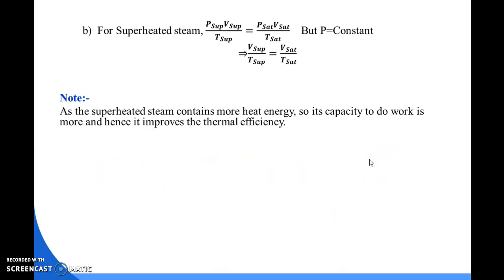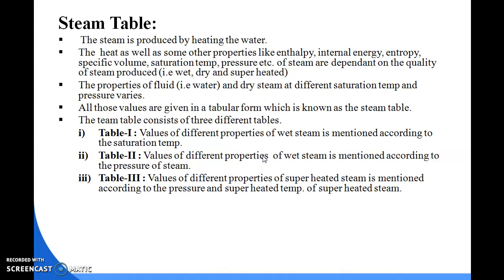As I have already told you, we can treat the superheated steam as a gas. We can apply all the gas laws to the superheated steam. That is, PV by T is equal to P1 V1 by T1 is equal to P2 V2 by T2, and so on. In that way, we can easily proceed and easily find out. As the superheated steam contains more heat energy, its capacity to do work is more and improves the thermal energy, and hence it is best suitable for a thermal power plant.